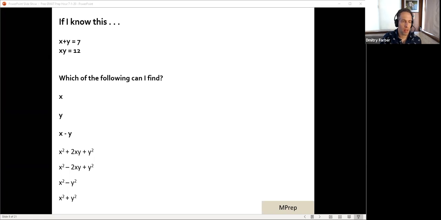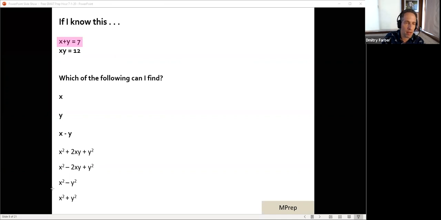Okay. So if we recognize our pattern, we want to definitely know that we can find x squared plus 2xy plus y squared, because those match up very closely.